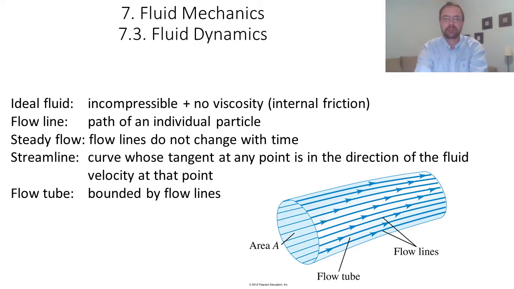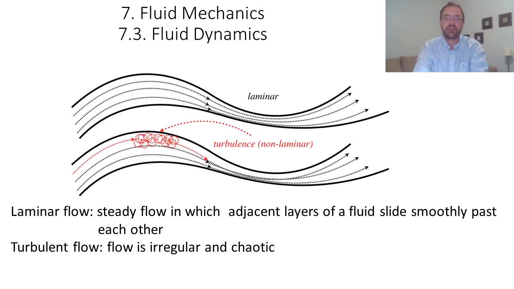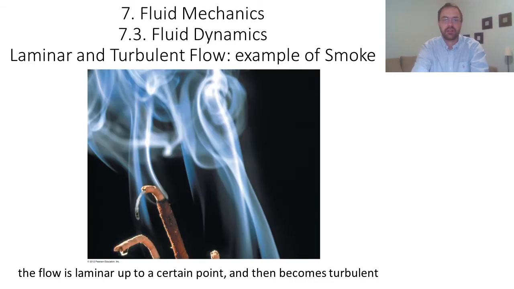And a laminar flow is a steady flow in which the adjacent layers of the fluid slide smoothly past each other. Essentially, this is saying that the flow lines are almost parallel to each other. This is in opposition to a turbulent flow, which is irregular and chaotic. An example is the flow of smoke. Right? At the beginning, near the candle, it is laminar, and then as it goes up, it becomes turbulent.